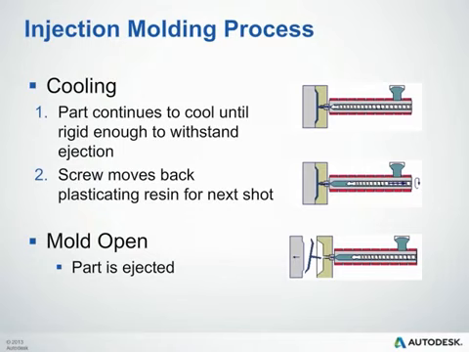After the packing phase, we move into the cooling phase. And this is where the part simply continues to cool until it's rigid enough to withstand being ejected from the mold. During this time, the screw is also typically moving back and plasticating, or building up your next shot, just to save your cycle time. After we're finished cooling, the mold will open and of course the part will be ejected.